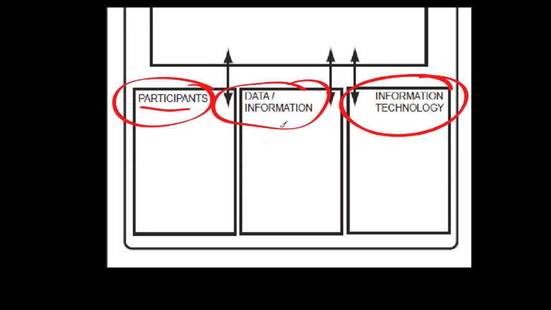The data and information would be a list of all the data that is inputted into the system and all the information that is gained from the system. The information technology is a list of all the information technology that's required if you were going to build a system. So this includes software and hardware. We'll now go through an example and complete an information system in context diagram for an example.